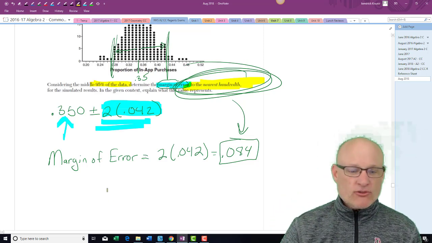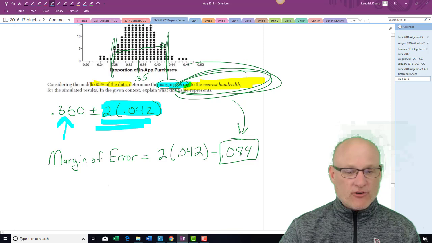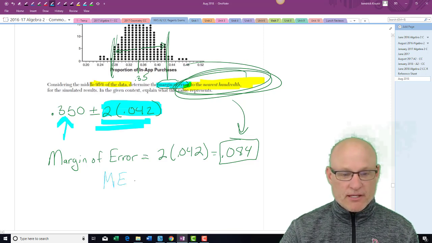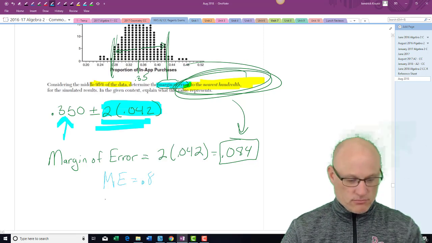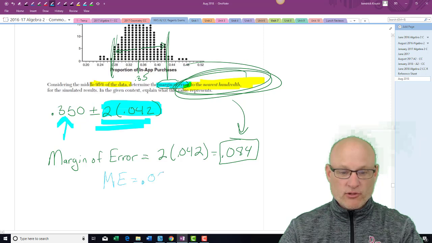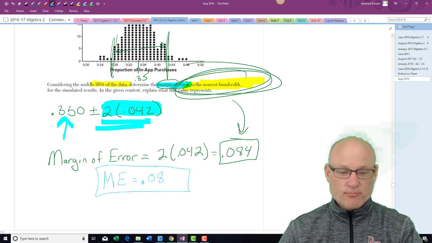Okay, so we got to round it. So I'm going to find my final answer is margin of error. You can just write ME if you want. Margin of error is equal to 0.08. So there's my margin of error, 0.08.